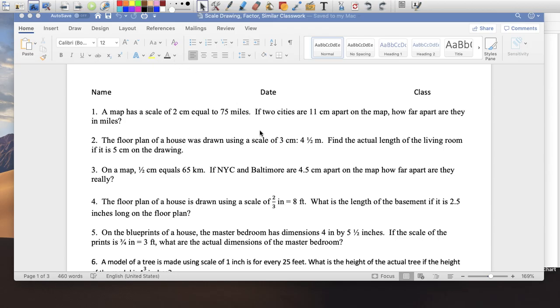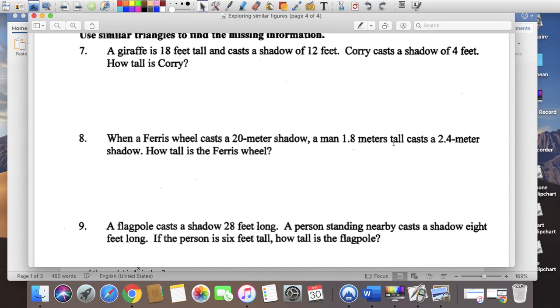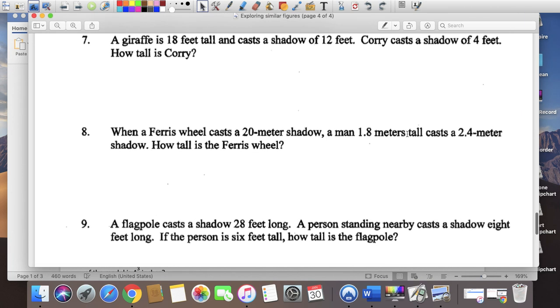Okay, so my doctor was a bust because it was not today. It was next week, February.